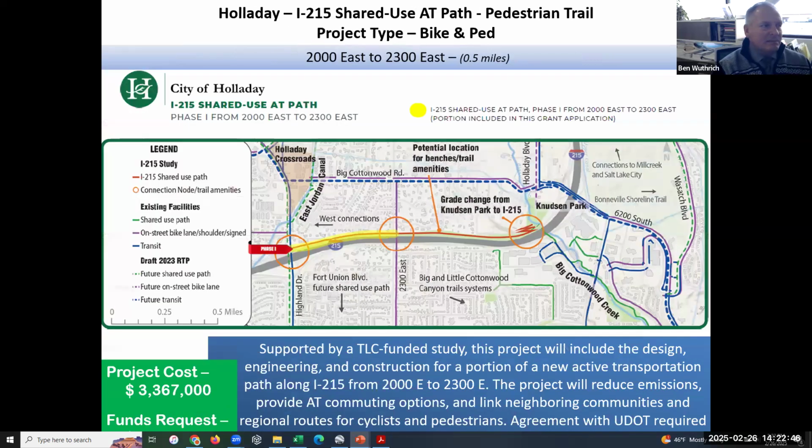The next project is a project in Holladay. This is on I-215 shared use path. It's not on I-215. It runs along the sound wall there between 20th East and 2300 East, about a half mile in length. Project estimated cost is 3.3+ million. Funds being requested are 3.1+ million.